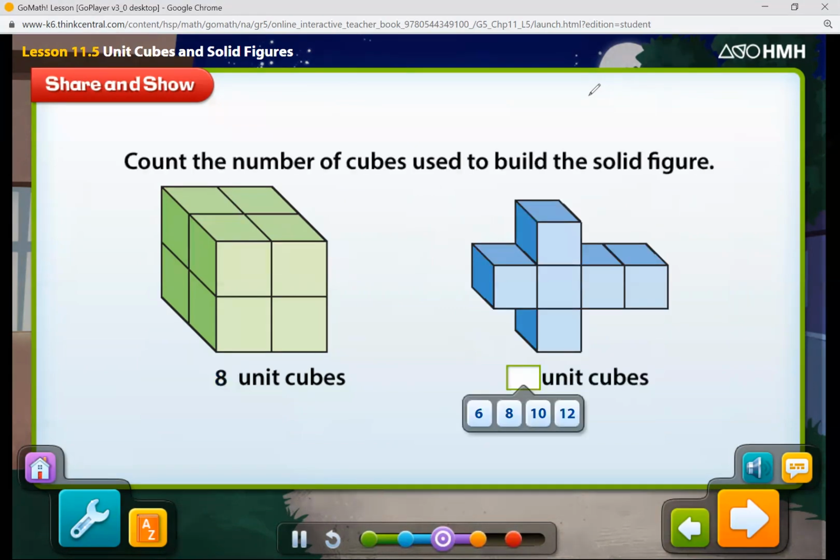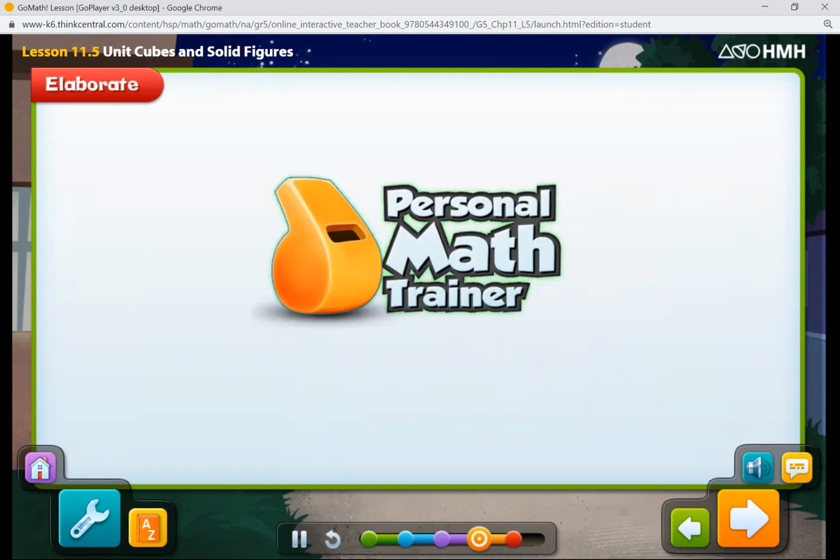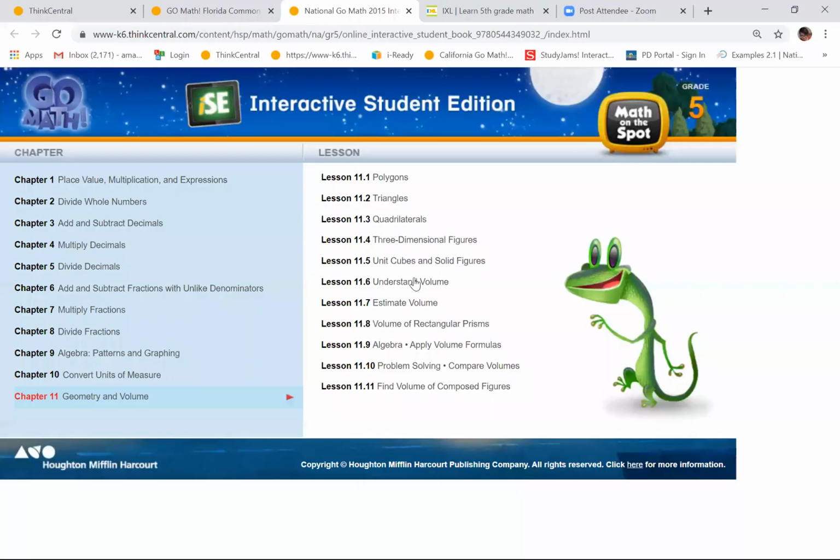Now, how many cubes are used to build this figure? All right, let's see. How many did you count? Correct. There are 6 unit cubes. Now, let's practice with the personal math trainer. All right, we're going to get out of this and now we're going to click over to understanding volume.